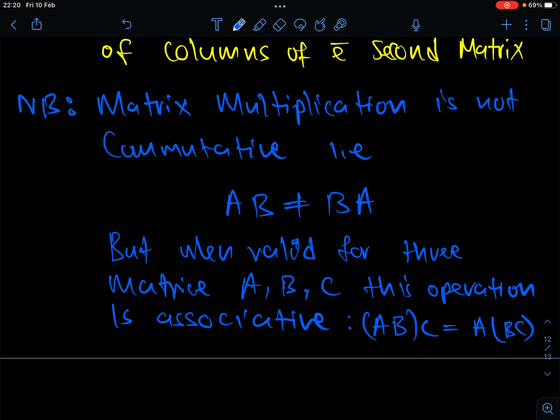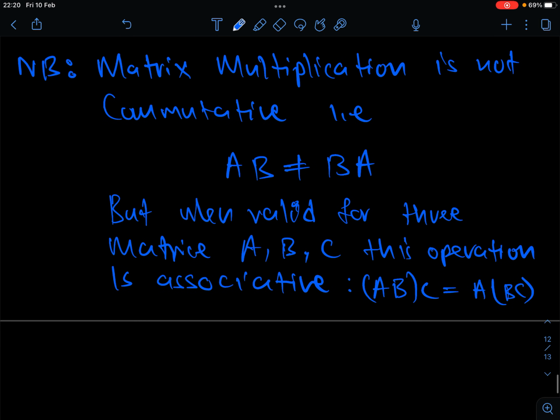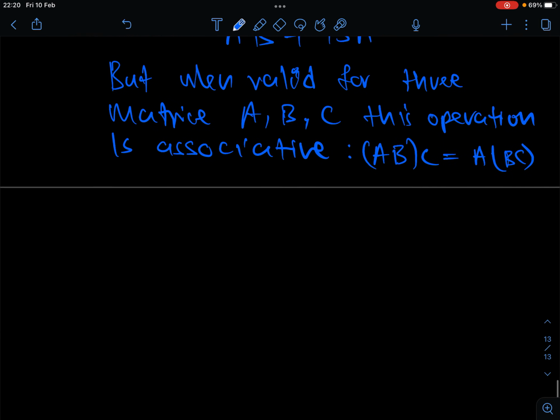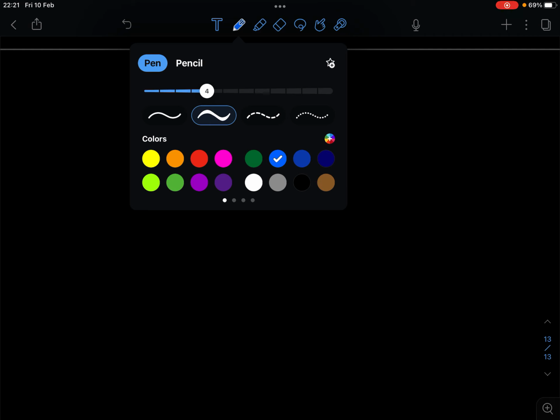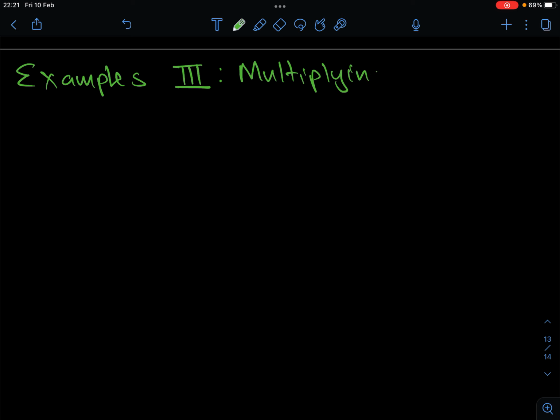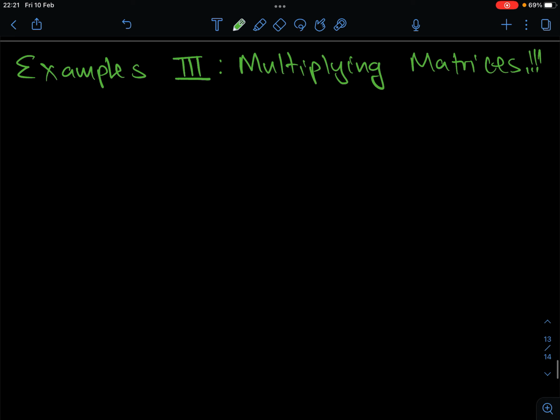So exactly how does it work? To understand how matrix multiplication works, let's practice by looking at the following examples. Multiplying matrices. So let's talk about how to multiply matrices.